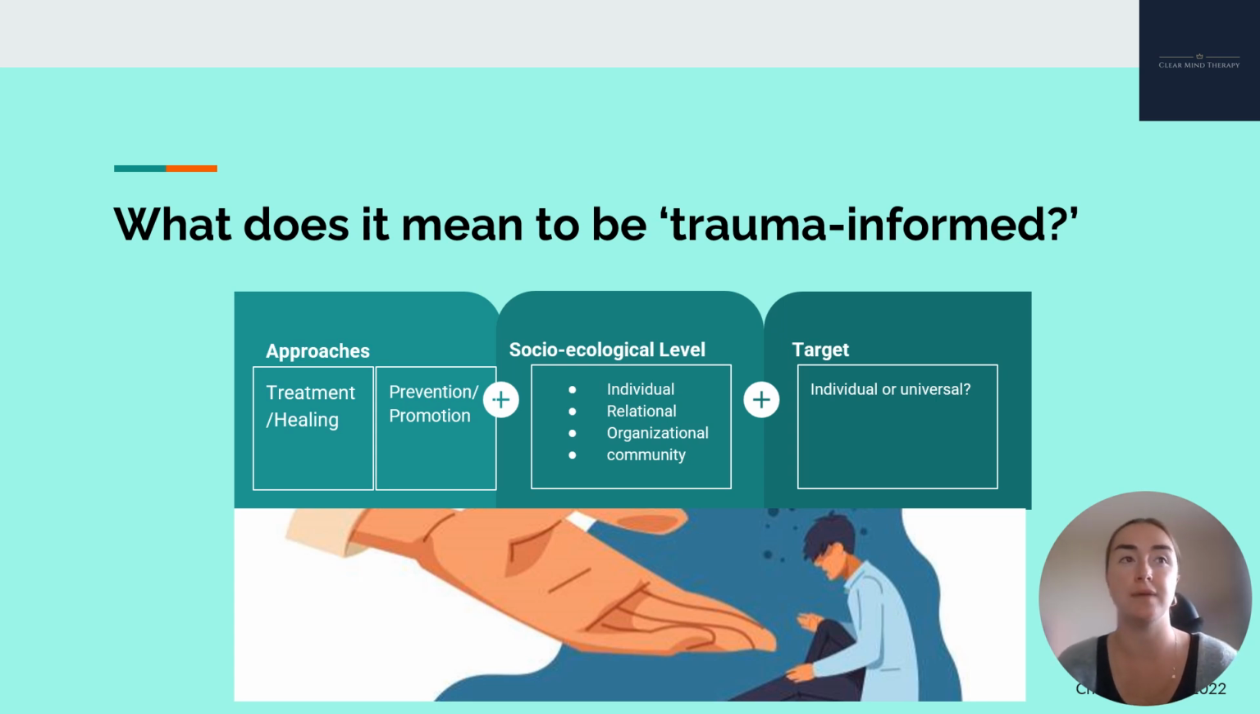This model is also aimed at promoting positive changes in the individual's relational aspect of their life, so their families, romantic partners, and peers. The socio-ecological model also is targeted at promoting trauma-informed approaches in the organizational or community systems or domains, including schools, workplaces, neighborhoods, child welfare centers, educational systems, towns, and cities.